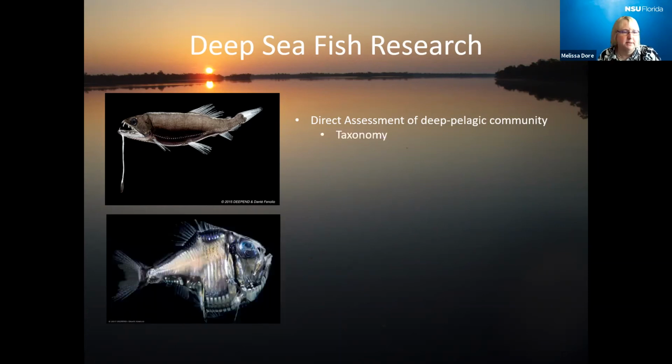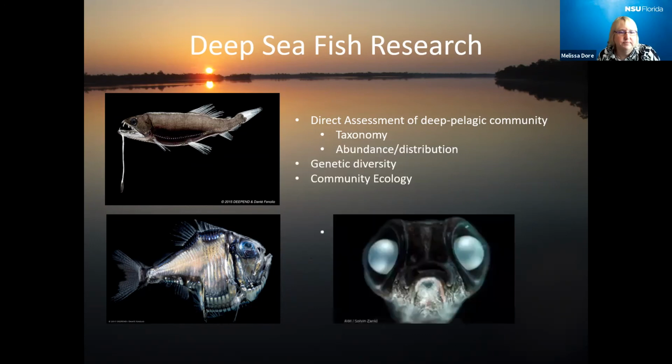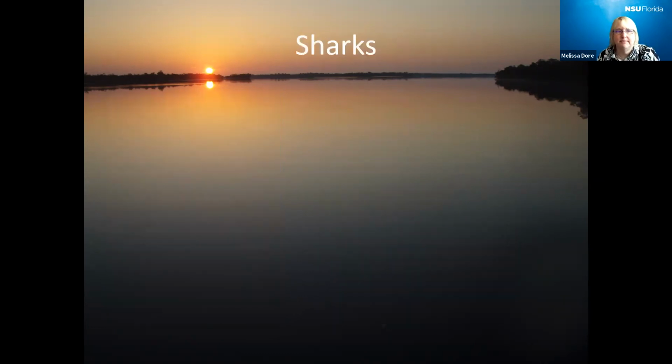We look at the taxonomy. This is one of my favorites. It's a hatchet fish, and just by the way, this guy's about this big. We look at how much is down there. We look at the genetic diversity of it, as well as the community ecology, what's going on, and depth zone. Again, another one of my favorite fish, because come on, if this is not weird, I don't know what is. So we look at how everything matches.